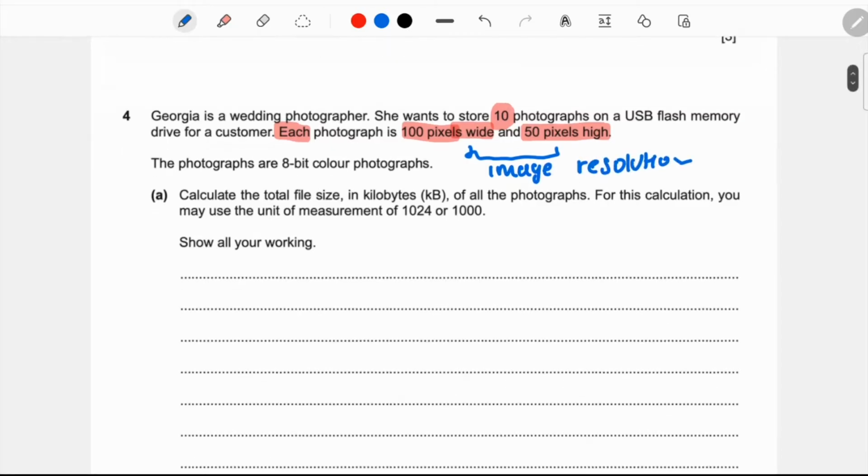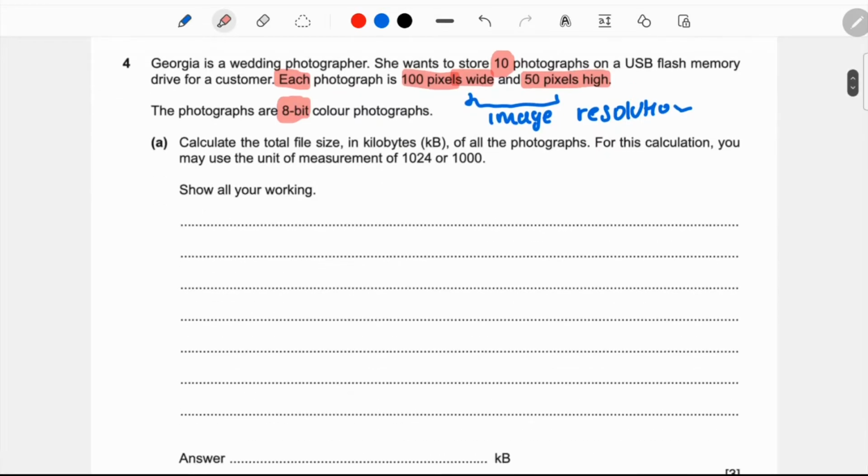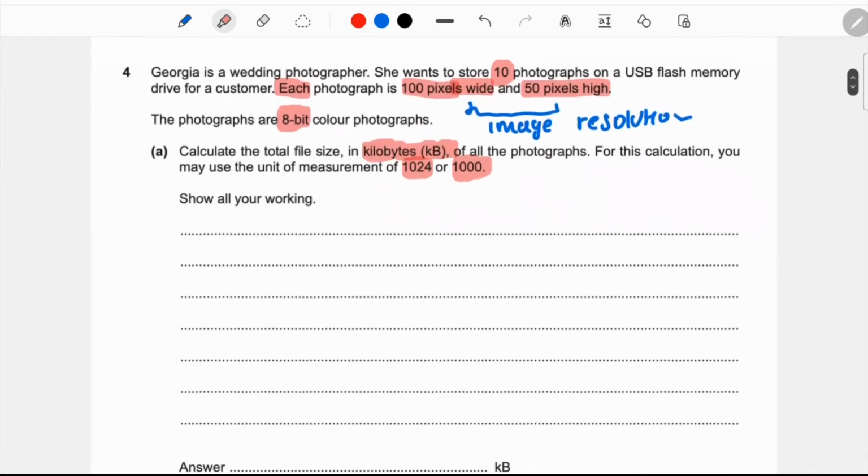Okay, now the next thing we are told, this image is 8-bit. This time it's 8-bit. Last time it was 16-bit. So this time we'll multiply 8 times 8. It's telling us to calculate the total file size in kilobytes. So another keyword to know, we have to know in kilobytes. Last time it was bytes. Now it's kilobytes. Of all the photographs. For this calculation, you may use 1024 or 1000. So you know what I was telling you, divide by 1024. You can also divide it by 1000 because it's just easier to use.